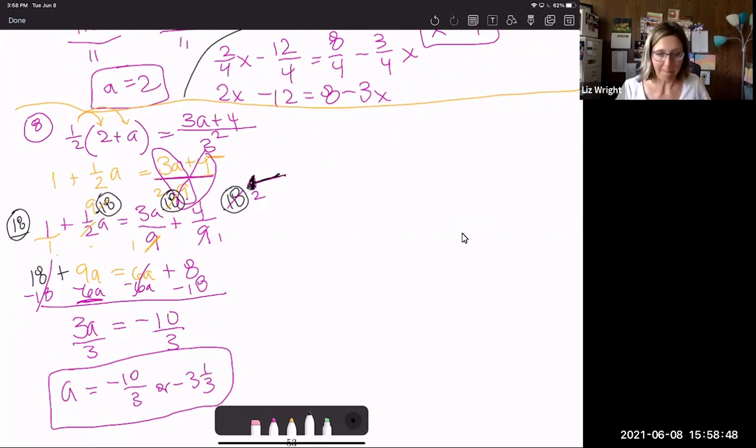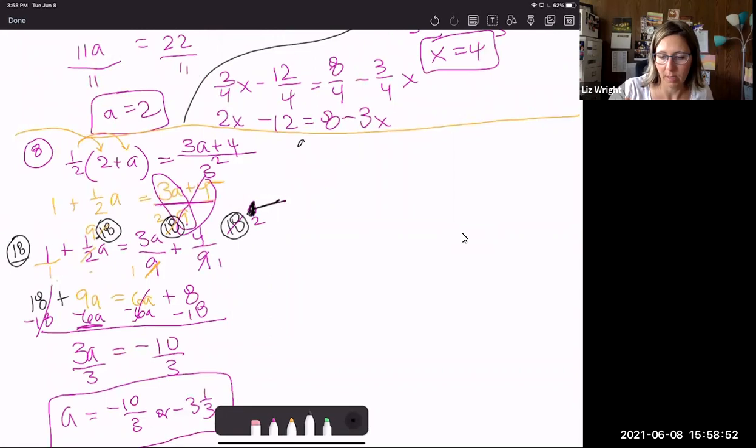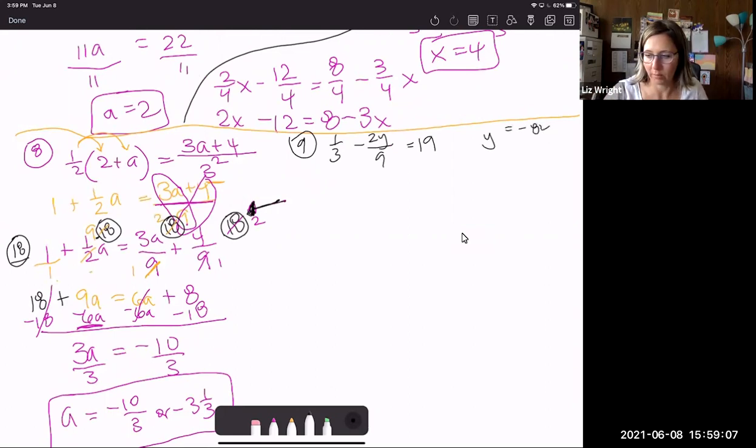We've got 3 more. So let's do number 9. Number 9, we've got 1/3 minus 2y over 9 equals 19. If you want, do this one ahead of me. You should get y equals negative 84 for this. And you can go ahead and go for it. Just see, on your mark, get set, go. See who can do it faster.